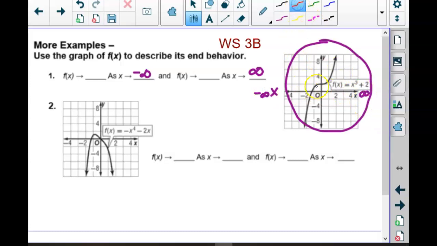Okay, but the y is what? What is this function doing on the left? Down towards negative infinity, and on the right? All right. Anybody got number 2?